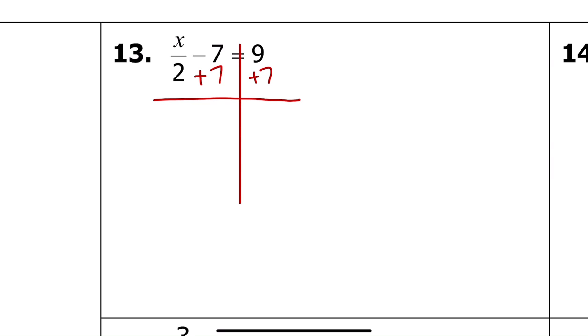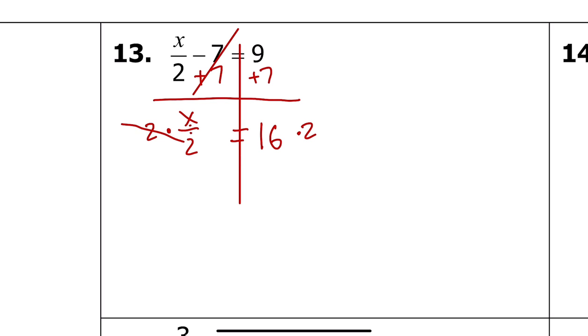That's going to leave us with x over 2. Negative 7 plus 7 is going to be 0. We don't need to write that, so we'll just cross them out. Equals 9 plus 7. That is going to be 16. All right. Now, we have x divided by 2. We'll put that sign in there just so that we can clearly see that. X divided by 2. Okay, I know that the opposite of division is going to be multiplication. So we're going to multiply by 2 on both sides.